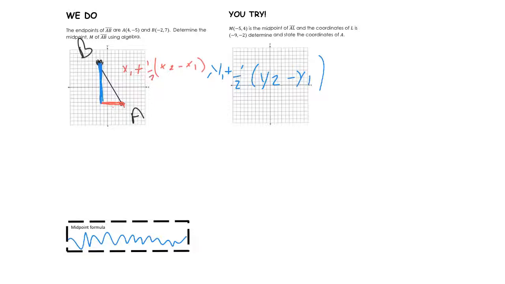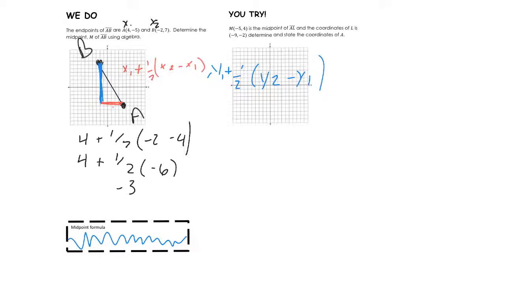All right, so now we're going to start substituting and figuring this out. So with algebra, x2 and x1. x1 is 4. x2 is -2. So I'm going to do 4, because that's where I'm starting, plus half of the difference, which is -2 minus 4. So it's 4 plus half of -6. Half of -6 is -3. So 4 plus -3 is just 1. So that's my x value for the midpoint.